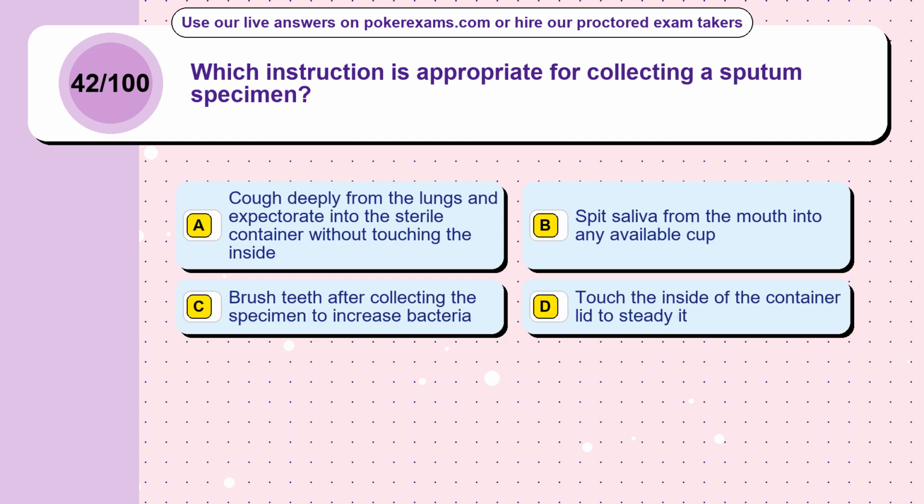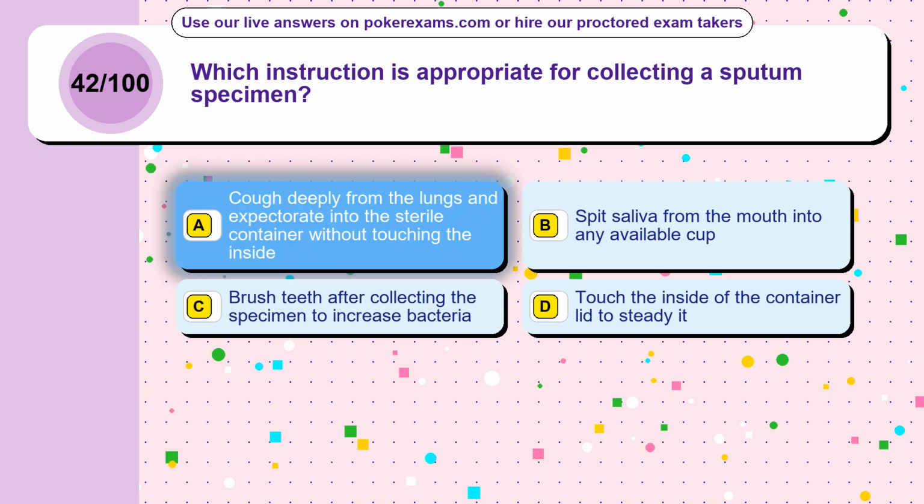Question 42. Which instruction is appropriate for collecting a sputum specimen? Option A. Cough deeply from the lungs and expectorate into the sterile container without touching the inside. Option B. Spit saliva from the mouth into any available cup. Option C. Brush teeth after collecting the specimen to increase bacteria. Option D. Touch the inside of the container lid to steady it.